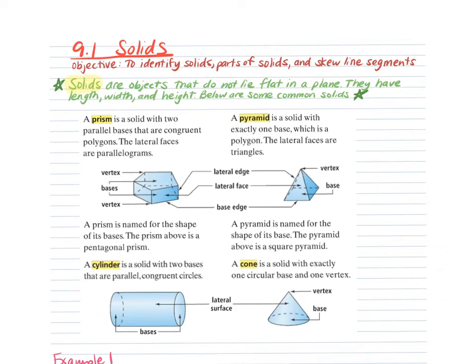This is the video lesson for PreAlgD Solids, section 9.1. Here we're going to identify solids, parts of solids, and skew line segments. Actually, I don't think we're going to do the skew line segment part, so ignore that.